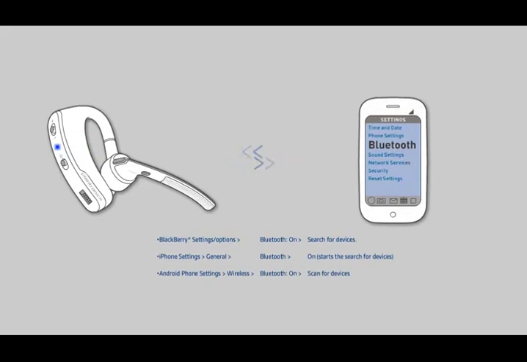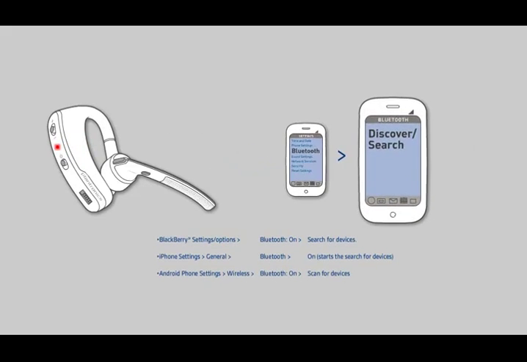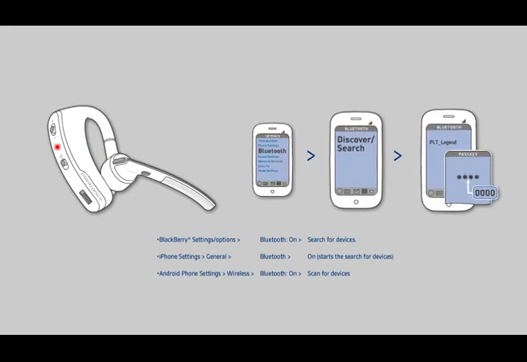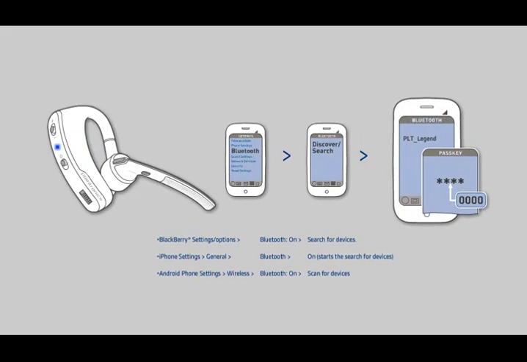Now, activate Bluetooth on your mobile device and set it to search for new devices. Select PLT Legend and enter 4 zeros if prompted for a passcode.